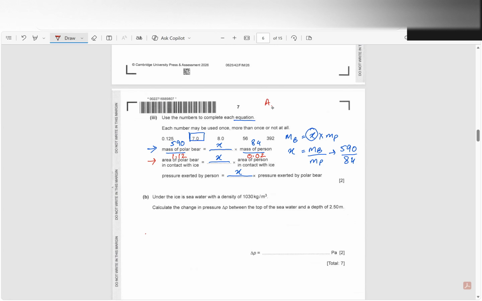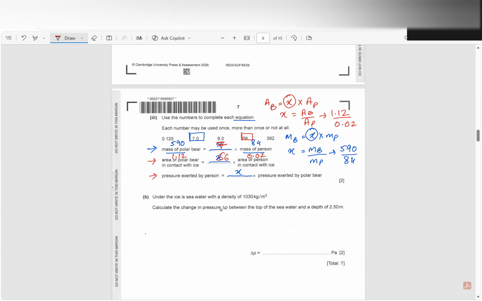area of bear is equal to x times area of person. We can make this the subject and we are left with area of bear divided by area of person. Area of bear is 1.12 and person 0.02. What is going to be the answer now? Yes, it's going to be 56. So we're simply going to write over here: here we wrote 7, here we're going to write 56. Let's look into the last one.